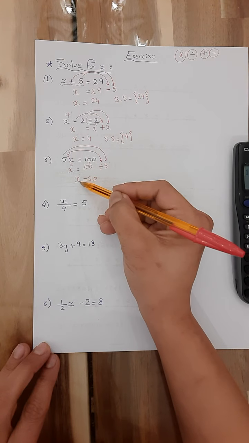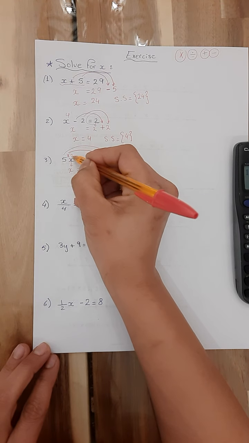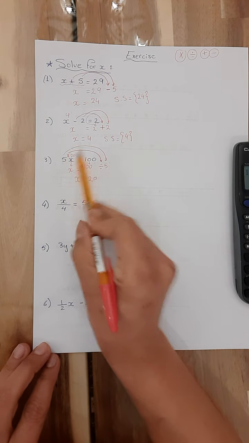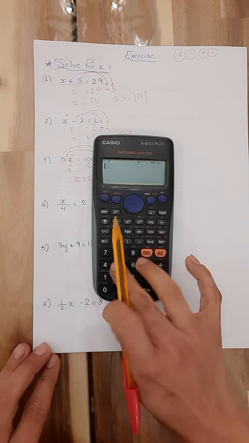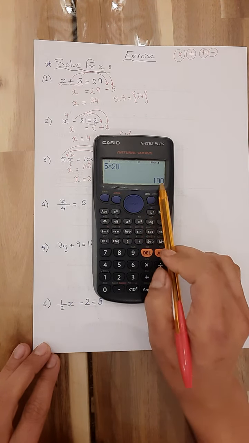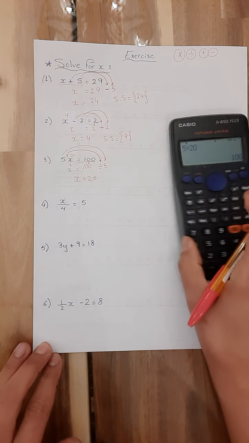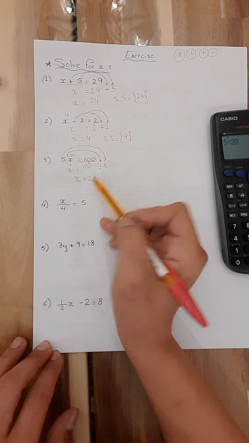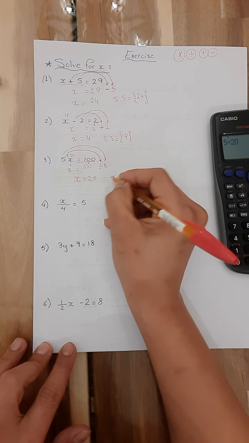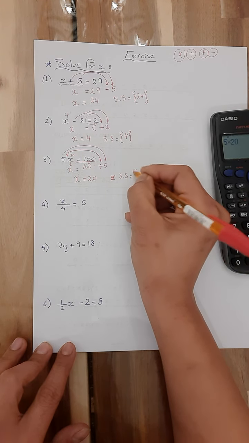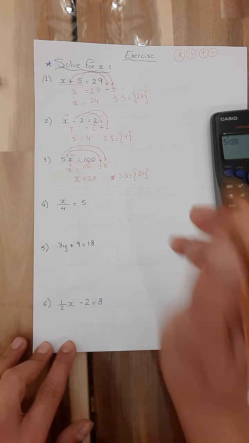Check it. Remove x and put 20 here in this problem. 5 times 20, and do it on the calculator. 5 times 20. If it gave you the same answer as the problem, equal 100, so yes, x is 20. And now I can write it in a solution set of 20.